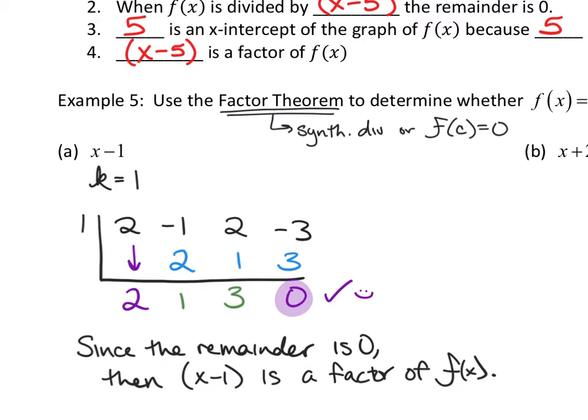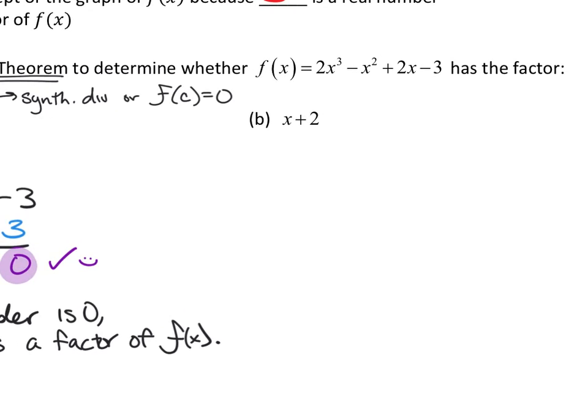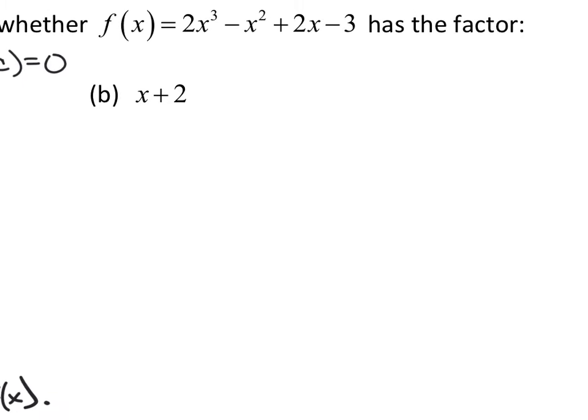So we can use synthetic division, like we did in A, or we can use the remainder theorem, which we will do in part B. See if you like that version better. We need the same sort of numbers though. What's the C value here, or the K value? Is it 2?